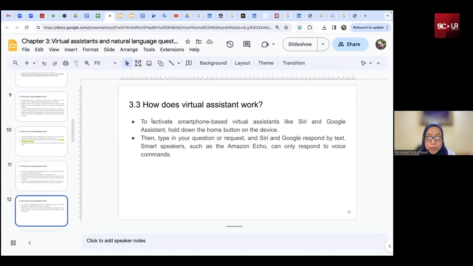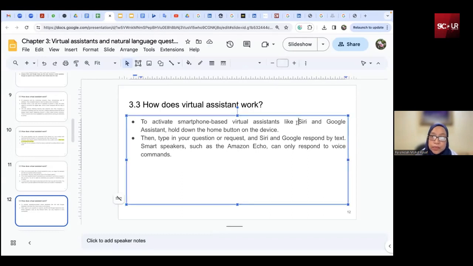And then they say to activate a smartphone-based virtual assistant like Siri and Google Assistant, hold down the home button on the device. So it talks about Siri or Google Assistant. Maybe like your Proton example, you need to say the keyword "Hey Proton", and if we use the wrong accent or mispronounce it, it may fail. Then type in your question or request, and Siri and Google respond by text. Smart speakers such as Amazon Echo can only respond to voice commands.